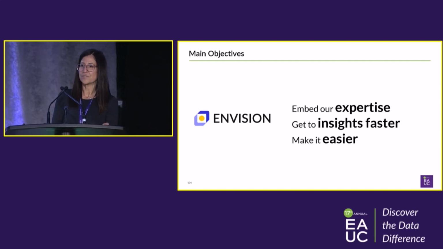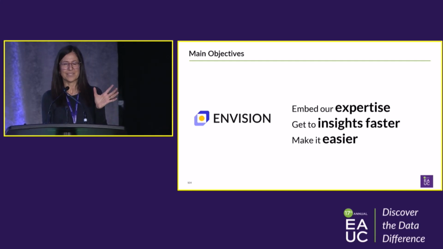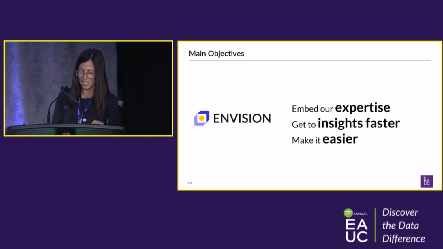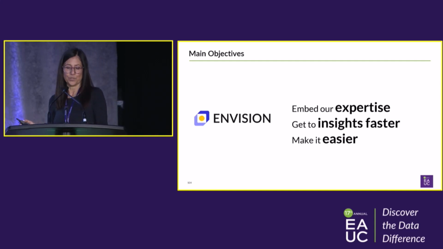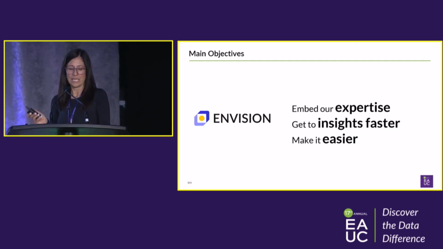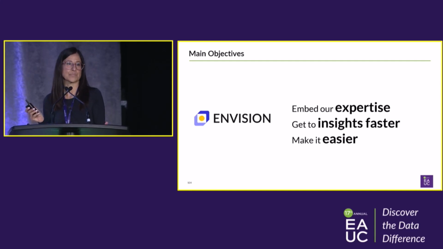I wanted to give you an update on all the exciting progress we've made and to give you a bit of a sneak peek on what we've done and some of the work that's coming. So for Envision 2.0, we set out 3 main objectives: embed our expertise, get to insights faster, and make it even easier to use. The first objective, and probably the most important objective, is to embed our expertise.